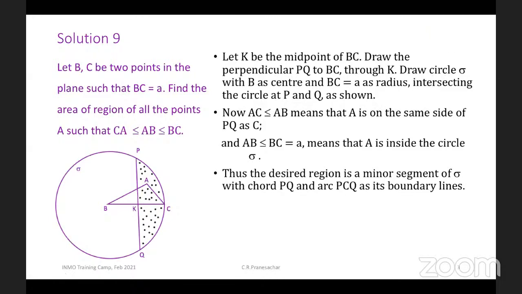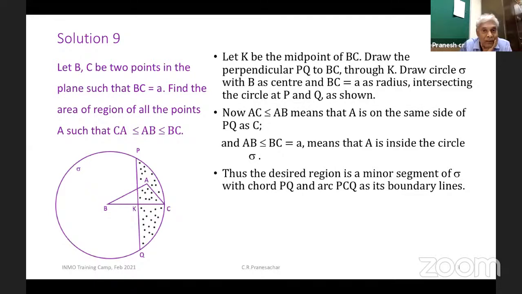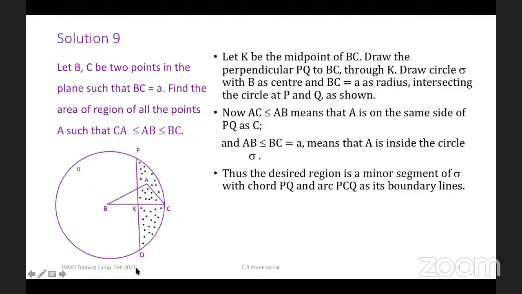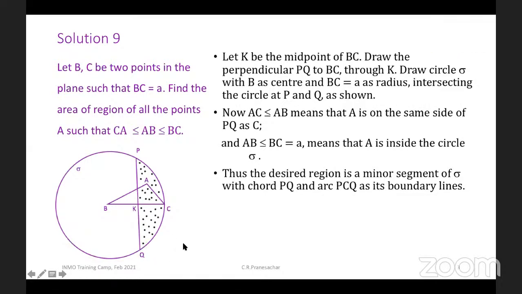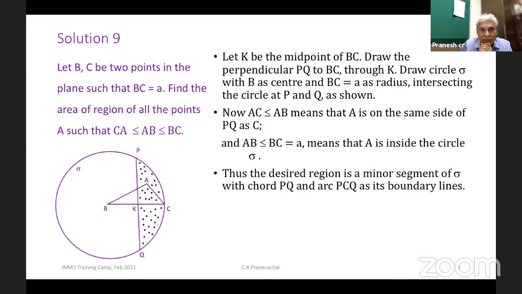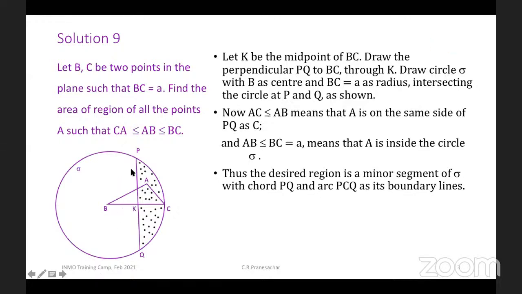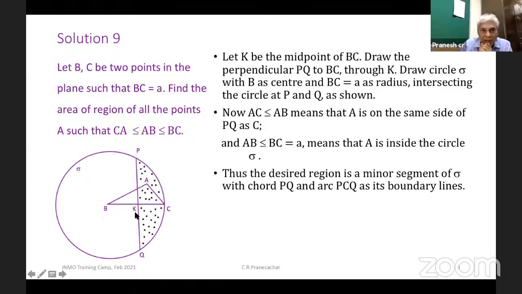Sir, BK will be a by 2. Sir, join BP and BQ. Okay, join PB and BQ. Fine, very good. Then we can find the area of the sector, then subtract the area of the triangle with PQ. We can find the length of PQ. Sir, angle PBQ is equal to 120 degrees. That is correct, because, see, since this is the perpendicular bisector, PB will be equal to PC, and BC is also equal to BP. Therefore, this will be an equilateral triangle.